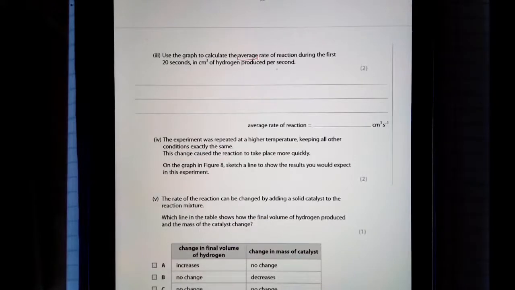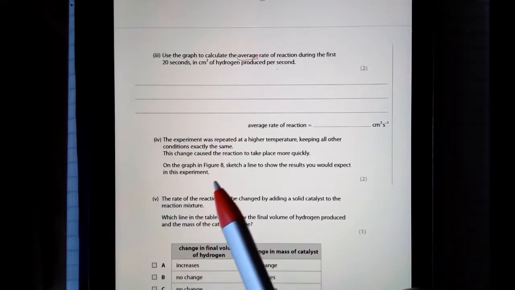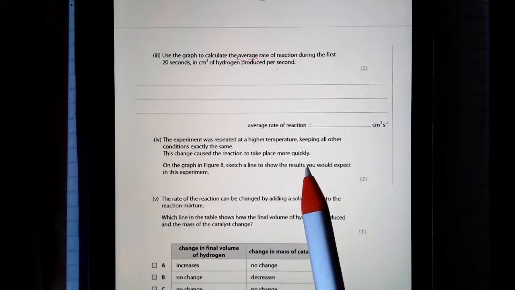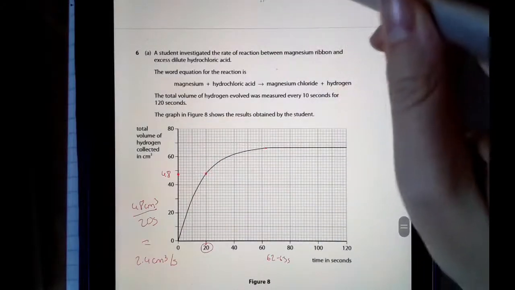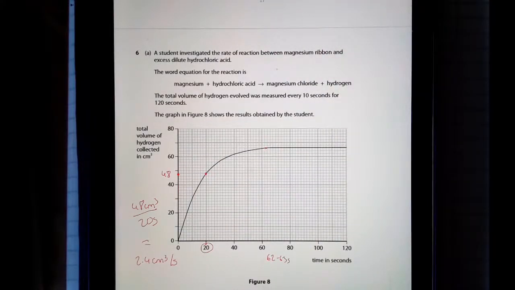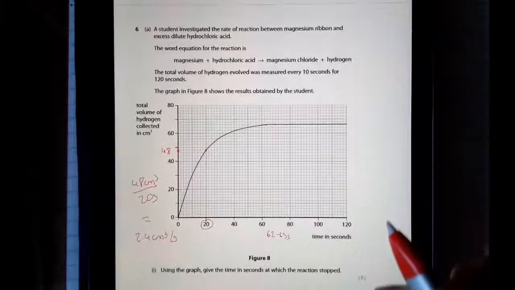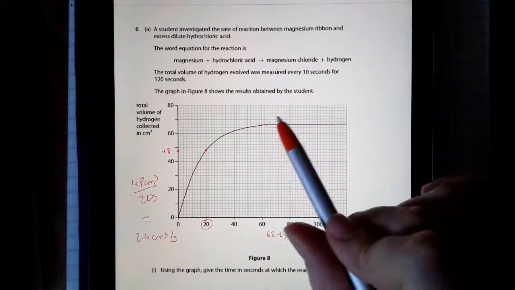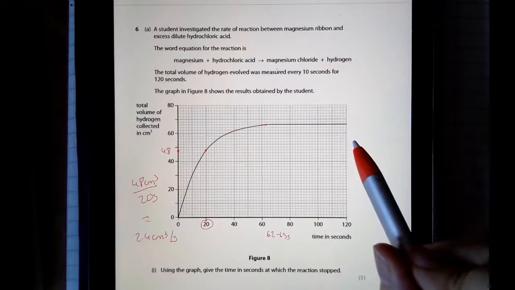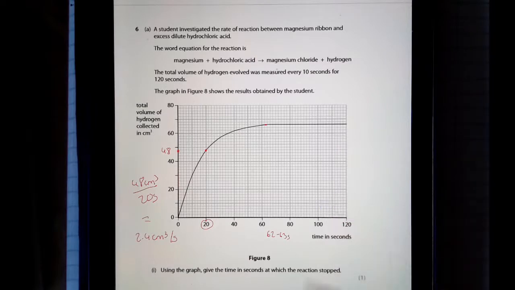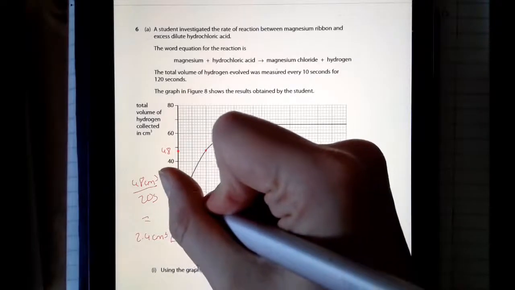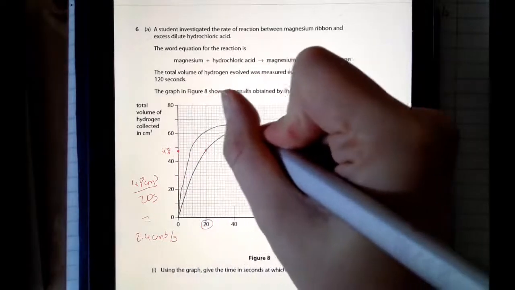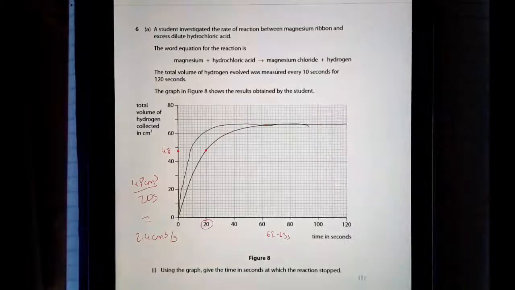This is another question where they want you to draw a line on a graph, and this time it wants you to sketch a line to show what you would expect to see if you used a higher temperature. So if I go back up to my graph, I need to show what I would see at a higher temperature. Higher temperature means a faster reaction, which will mean a steeper line, but again, it's going to level off at the same place. Just because you're using a higher temperature doesn't mean you're going to make more product. So I'm going to be drawing a steeper line, but I'm going to be leveling it off at the same place.